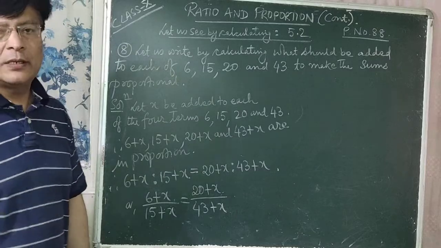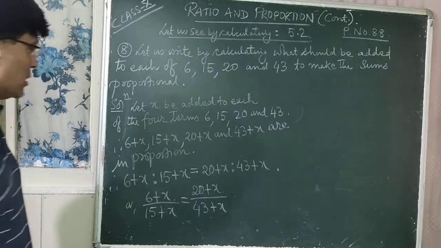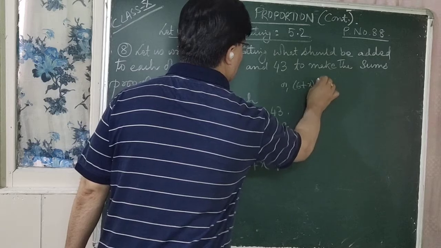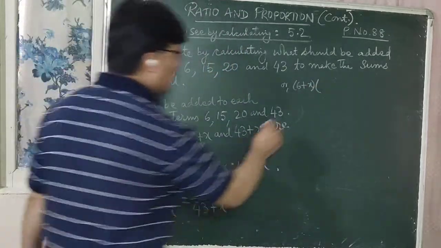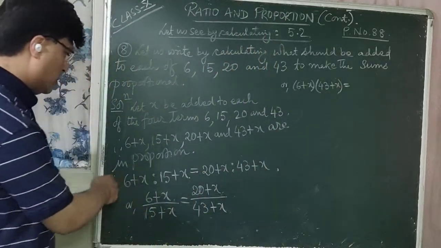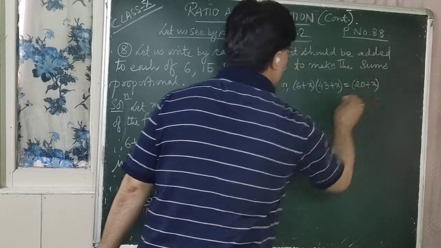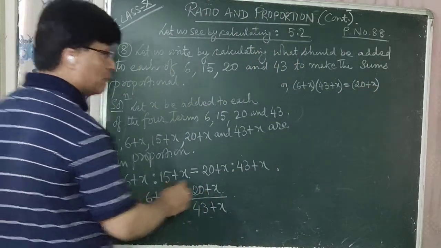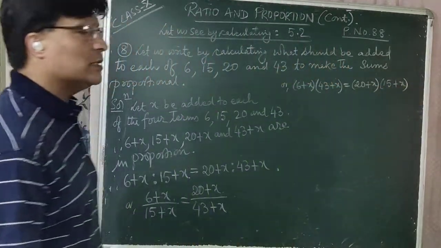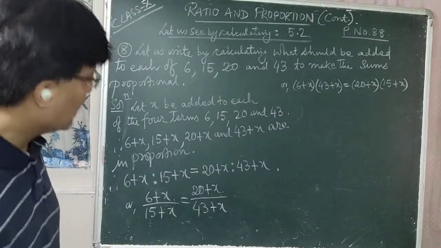So I think you have understood it. Let us cross multiply them. We have to solve this equation. You know that this is an equation, you have to solve it. Now cross multiply: 6 plus x into 43 plus x is equal to 20 plus x into 15 plus x. Now it is cross multiplied, right? So let us solve it now.